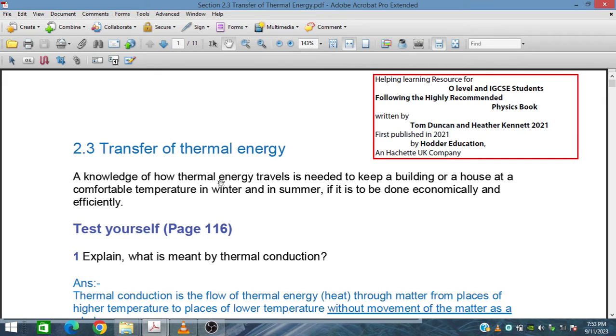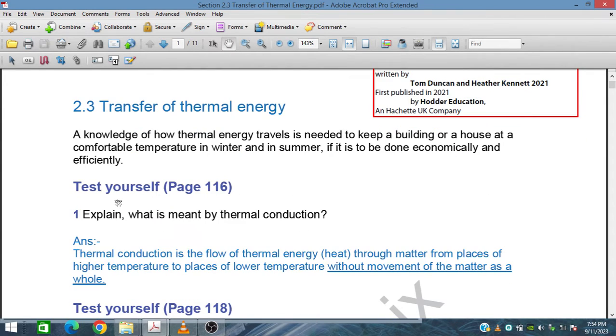A knowledge of how thermal energy travels is needed to keep a building or a house at a comfortable temperature in winter and summer. So it is to be done economically and efficiently. This knowledge of thermal energy is used in heating and ventilation of rooms or buildings. So, test yourself, page 116 from this book.